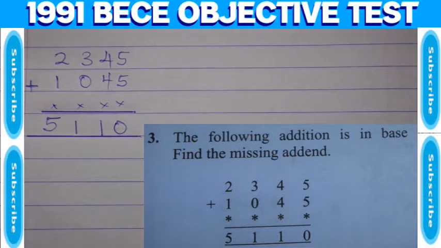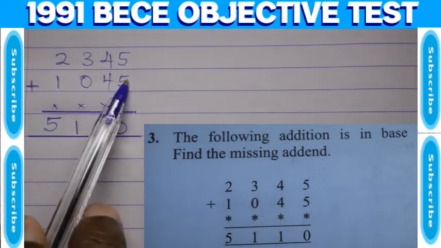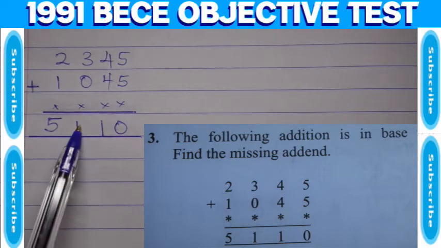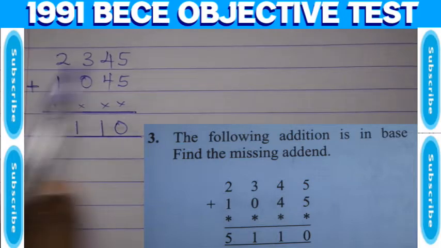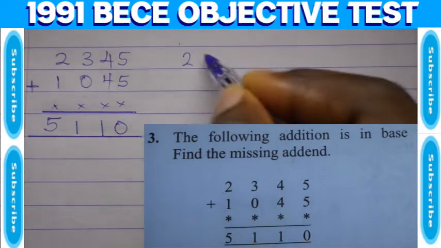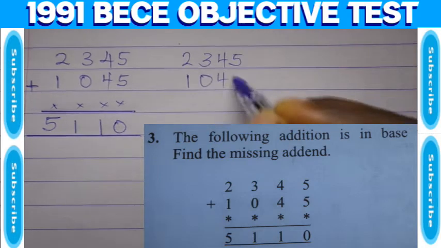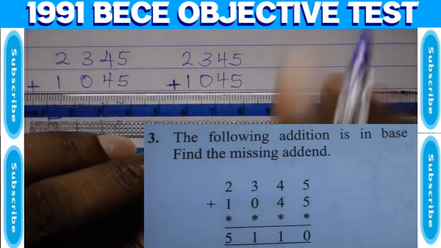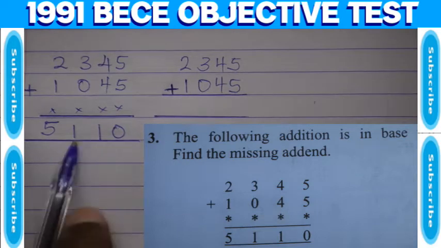Now, for us to be able to find the missing addend over here with asterisks, there is the need for us to add these to find the sum of this and that. After we have found the sum for this and that, then we subtract it from the final sum that we have here. So let's add this to that. So we have 2, 3, 4, 5 and 1, 0, 4, 5. Let's add. Let's find the sum of these two. All right, so we find the sum for these two, and then we subtract the sum from this.